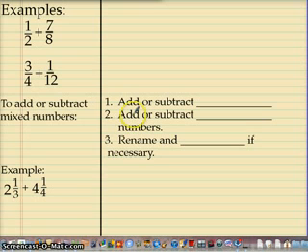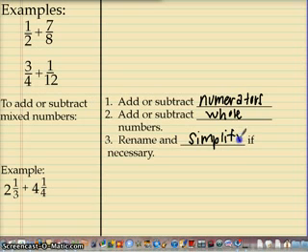Now, for adding and subtracting mixed numbers, our first step is to add or subtract the numerators. Then add or subtract the whole numbers. Then we'll rename and simplify if necessary. So as our first example, we have 2 1/3 plus 4 1/4, which we're listing vertically.